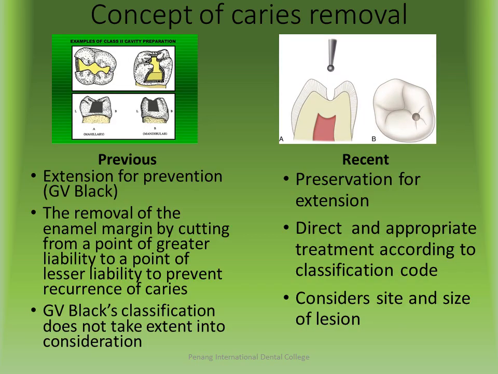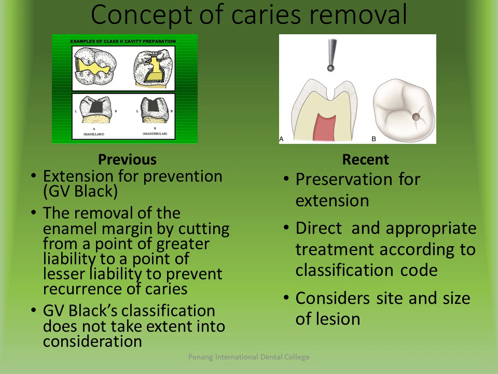Now coming to the concept of caries removal, this is the difference between GV Black's and today's principles. Like I said before, according to GV Black, we used the principle of extension for prevention. So we used to prepare large cavities, whereas now, because we have restorative materials which bond to the tooth, we can use the principle of preservation. So we only need to get rid of the carious defect. We don't need to create a specific depth, shape or size, and we can restore it, because the restorative material bonds to the tooth, if not chemically, at least micromechanically.